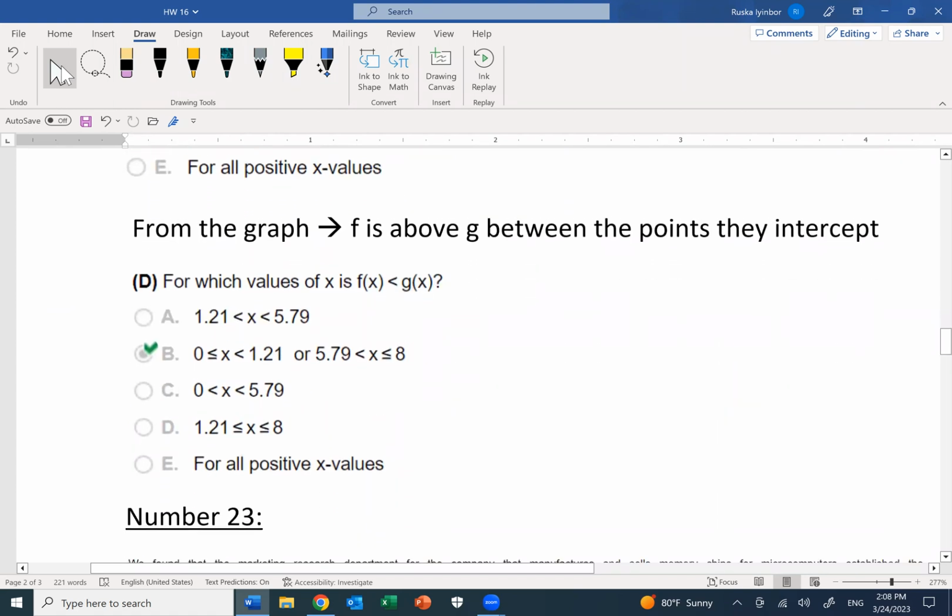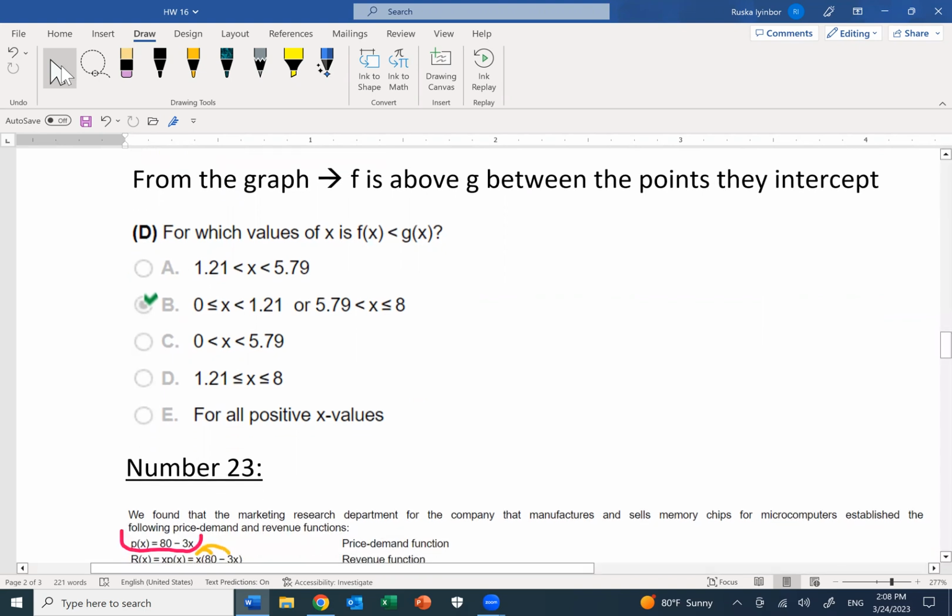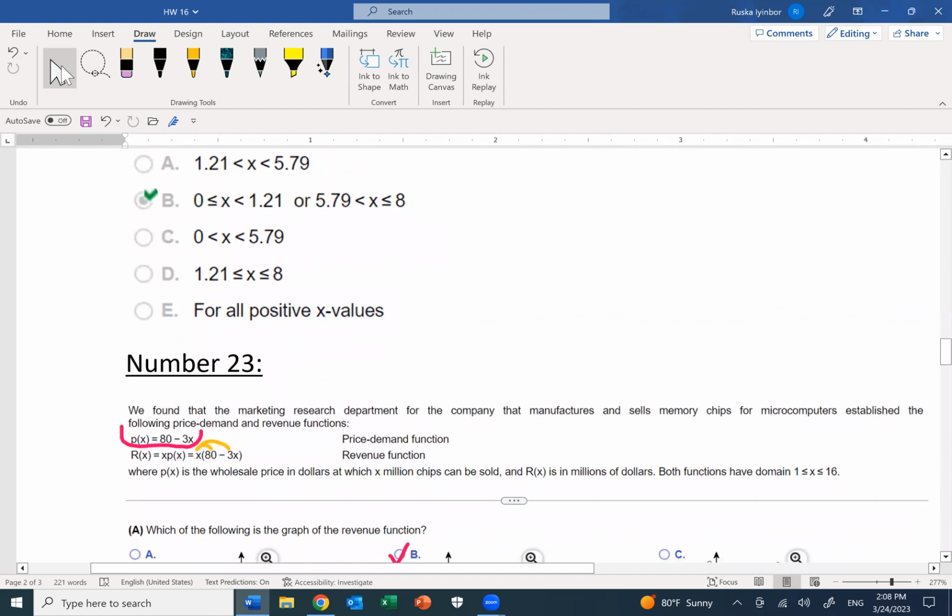And then D, where F is less, so it's going to be outside, on the other side. So it's going to be from 0 to 2.1 and from 7.9 to 8, because that's where the graph is given, only from 0 to 8. So that's how you do number 22.